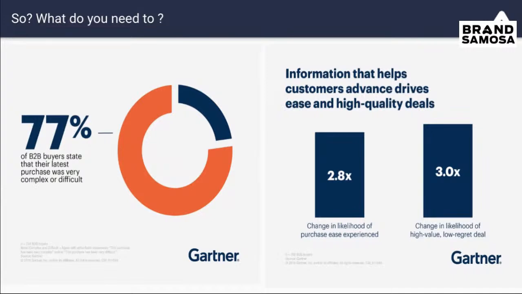And that is exactly what is happening when you look at the right side of the slide. The information that helps customers advance drives ease and high quality deals. It says that the people who were provided information from the companies during their buying cycle, the companies who helped them, they had 3x more chances of winning the deal. And these deals are low regret deals.